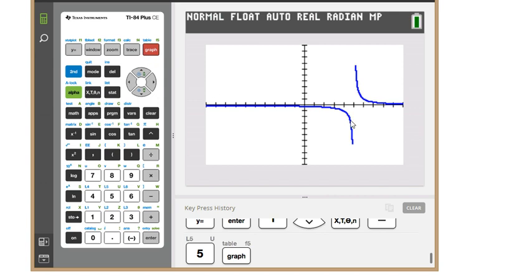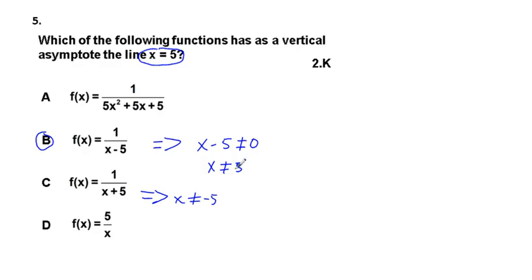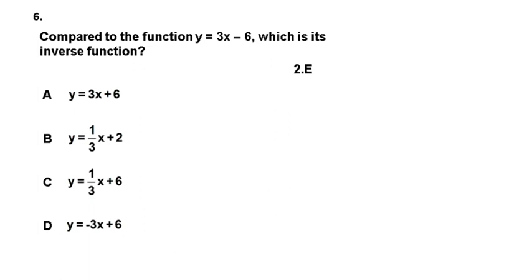Pretty clear. That's your vertical asymptote. X equals 5. Next, 6. Compare the function of y equals 3x minus 6, which is its inverse function.